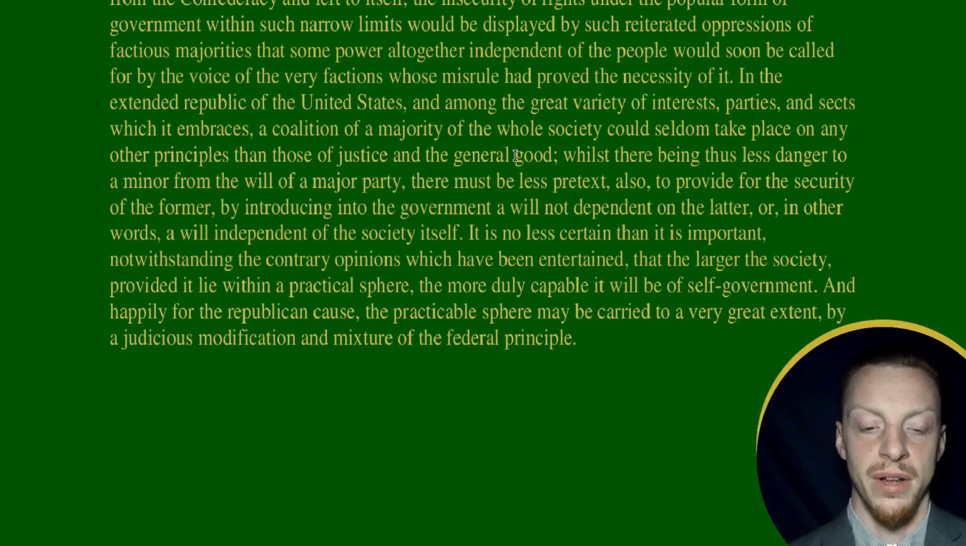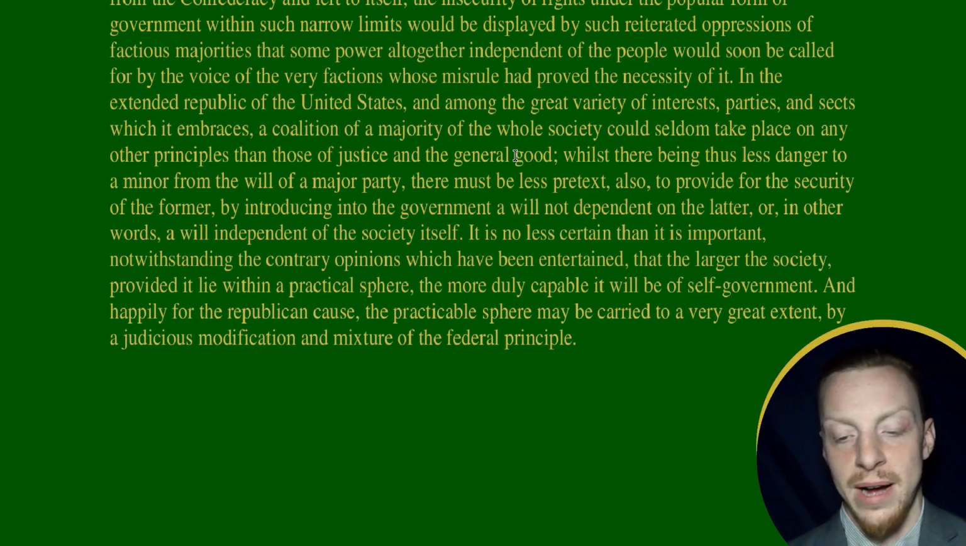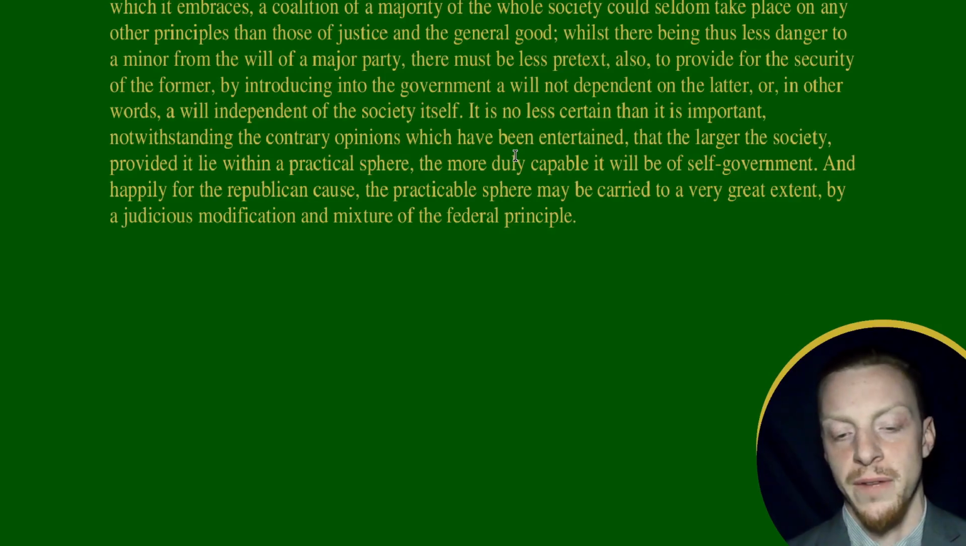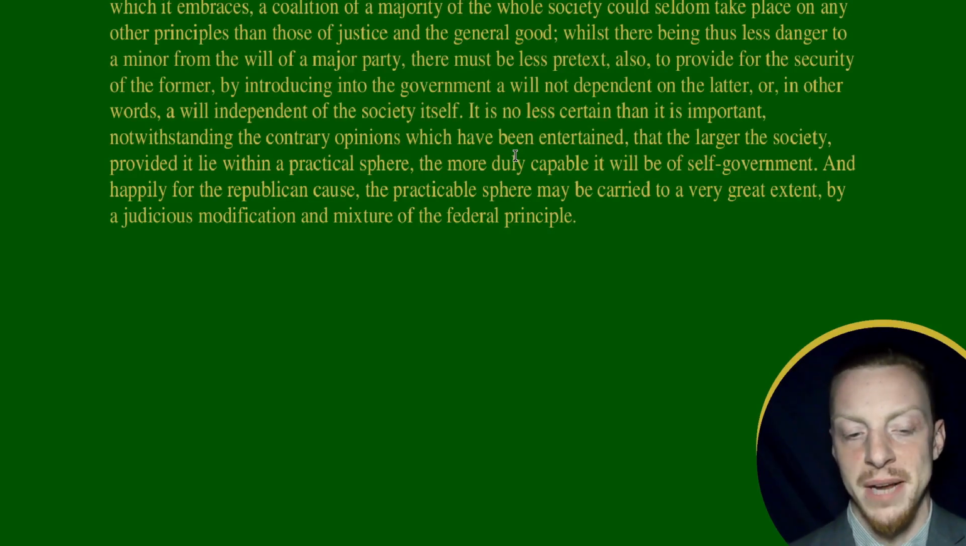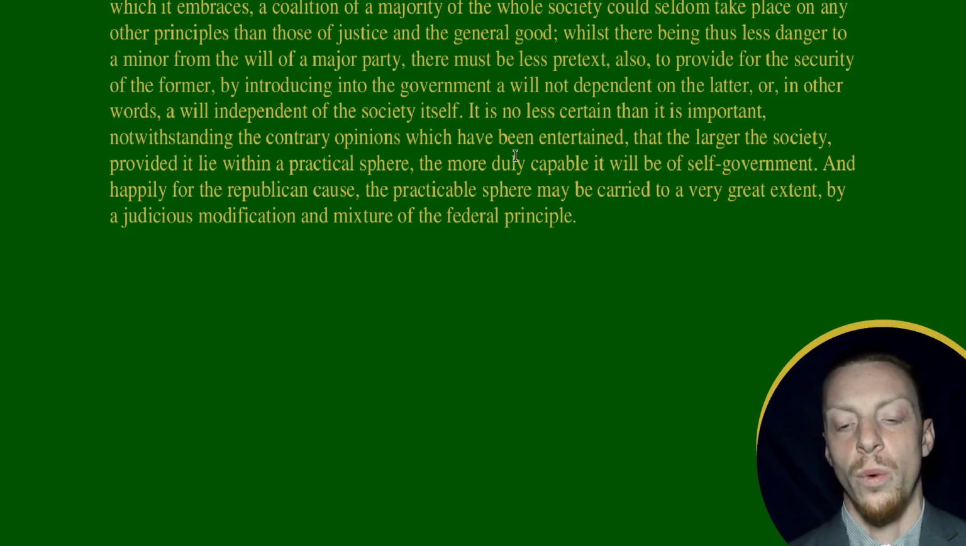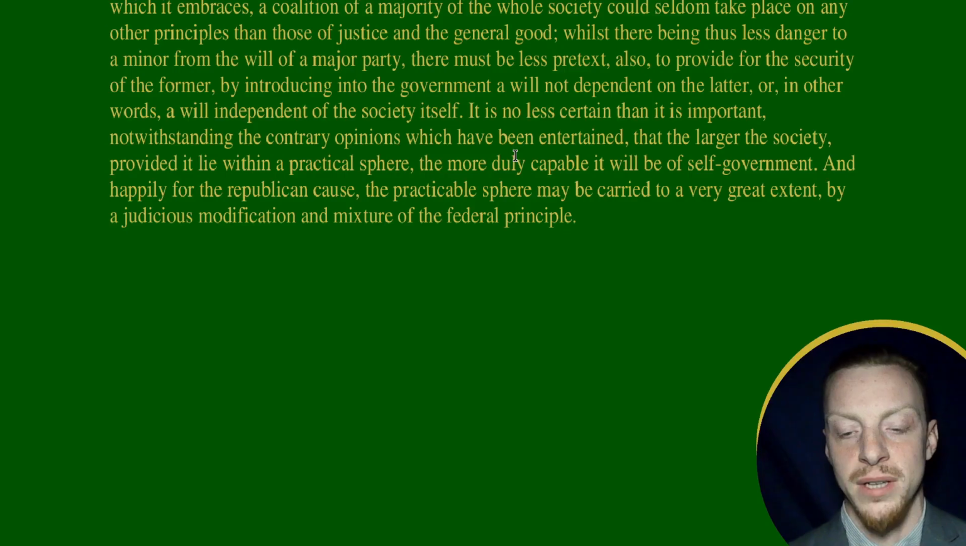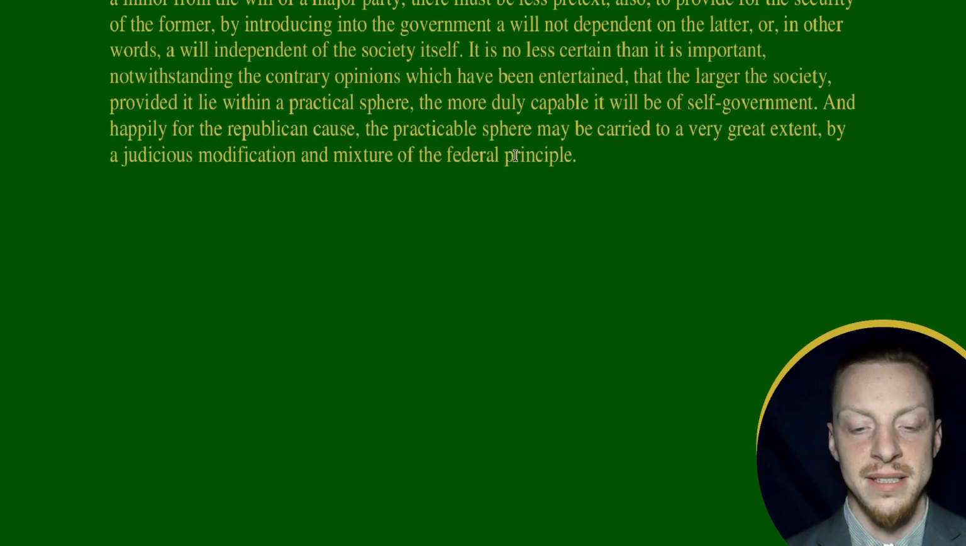In the extended Republic of the United States, and among the great variety of interests, parties, and sects which it embraces, a coalition of a majority of the whole society could seldom take place on any other principles than those of justice and the general good. Whilst there being thus less danger to a minor from the will of a major party, there must be less pretext also to provide for the security of the former, by introducing into the government a will not dependent on the latter, or, in other words, a will independent of the society itself.